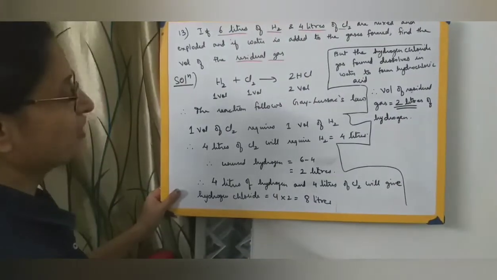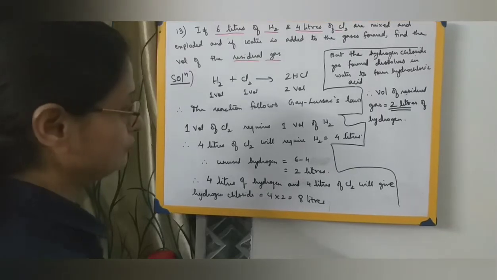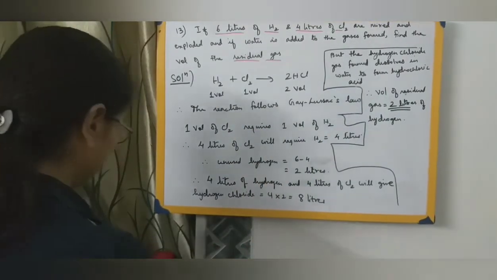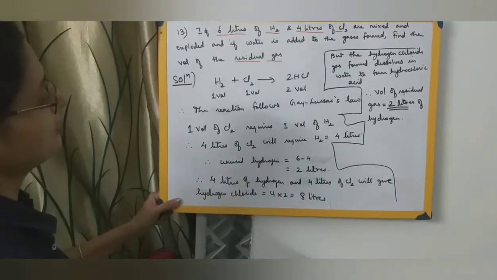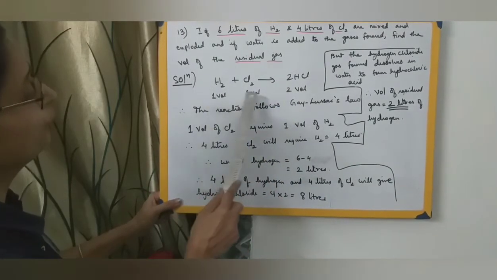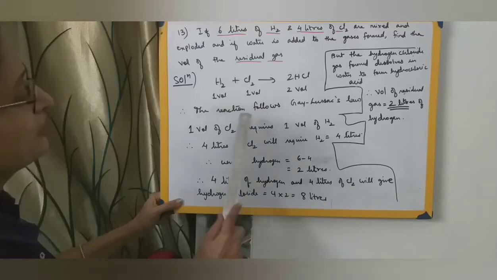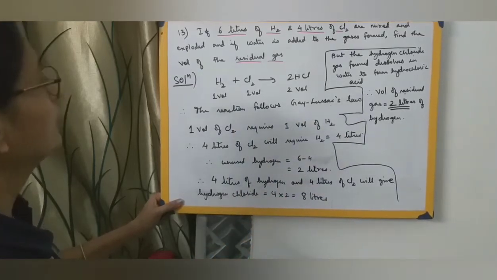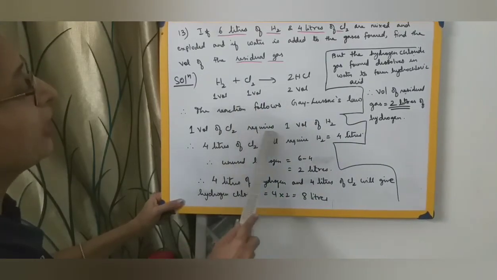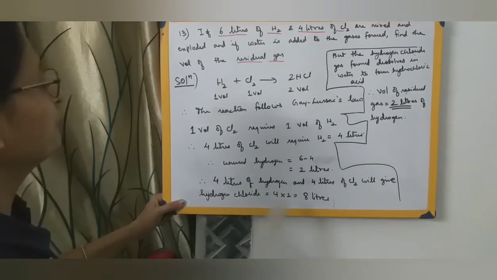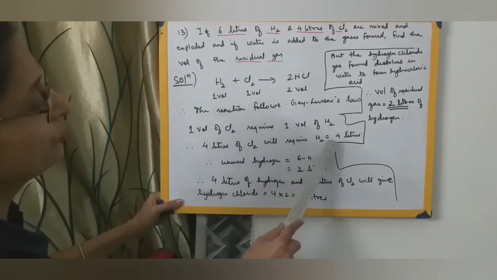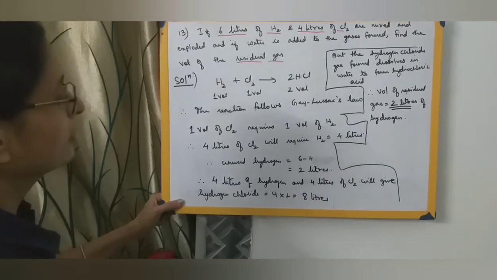I'll just read it out once again for you, because while writing down simultaneously, I think I must have made a mistake. This is our required equation. It has been balanced, so it is 1 volume, 2 volumes. Therefore it follows Gay-Lussac's law. Now 1 volume of chlorine will require 1 volume of hydrogen, as has been said by the equation. Therefore 4 liters of chlorine will require 4 liters of hydrogen.